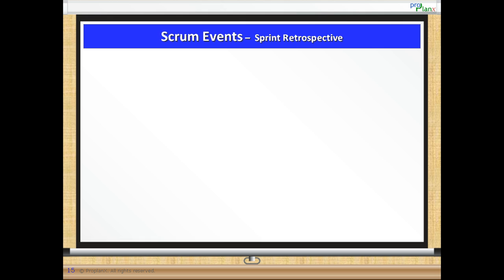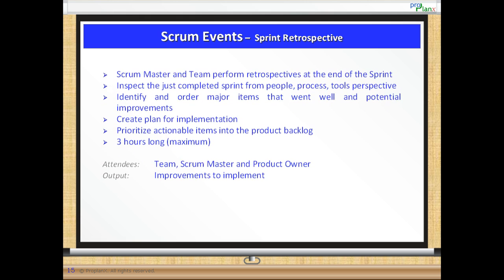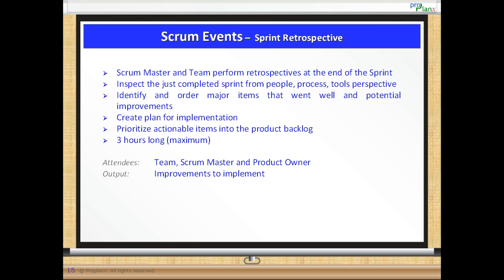Sprint retrospective. The sprint retrospective helps to identify improvements in people, processes, and tools. This is conducted at the end of the sprint by both the Scrum Master and the team. The participants identify and order major items that went well and potential improvements that can be incorporated for future sprints. Together, they create a plan for its implementation and prioritize actionable items into the product backlog.